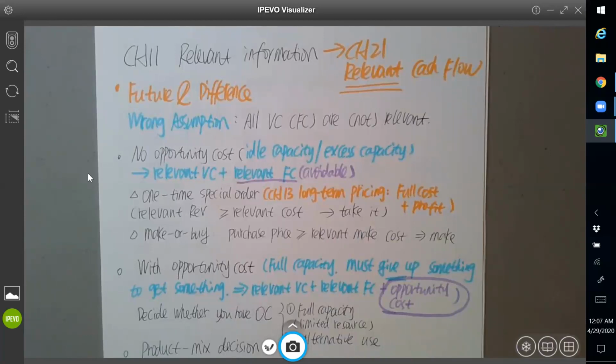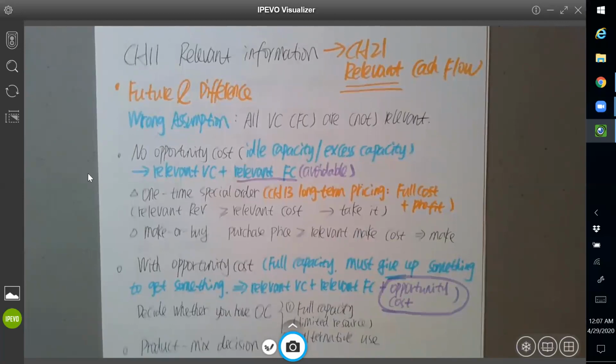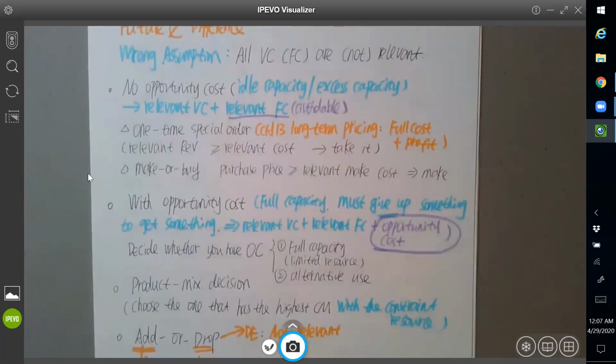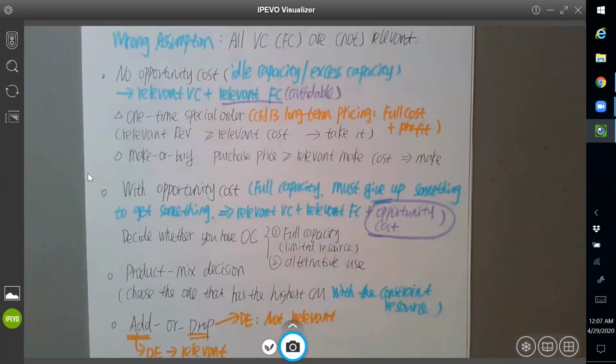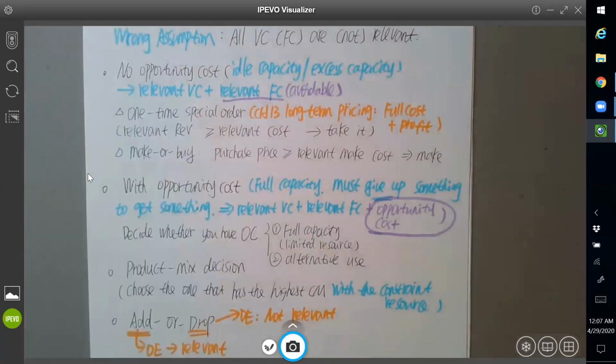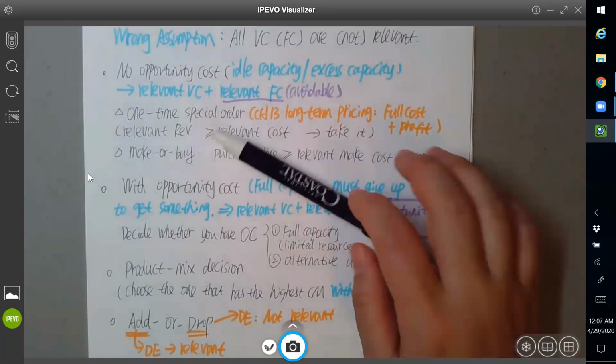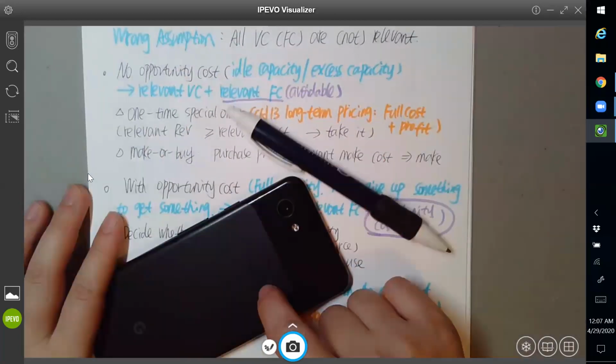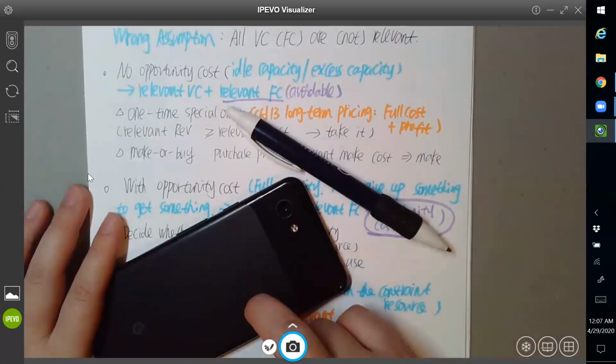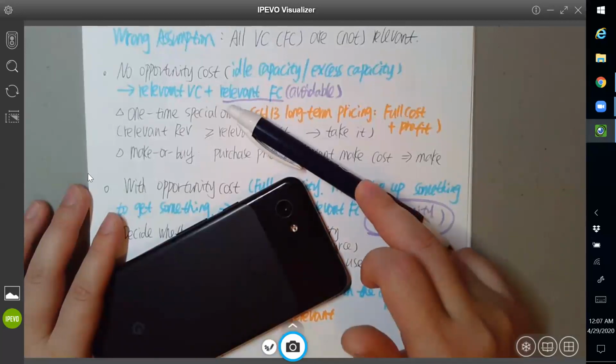We also talk about different situations, but I break it down and organize it by whether you have opportunity cost or you don't. You definitely need to know the meaning of opportunity cost, right? You give up something to get something. I'll give up this pen to get this phone. So the opportunity cost of getting this phone is that I cannot get this pen.